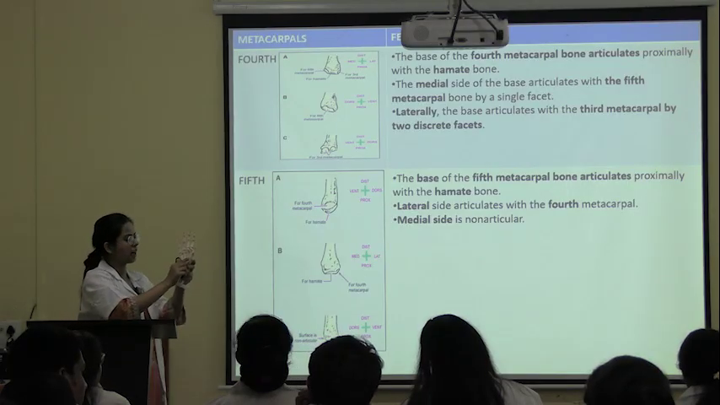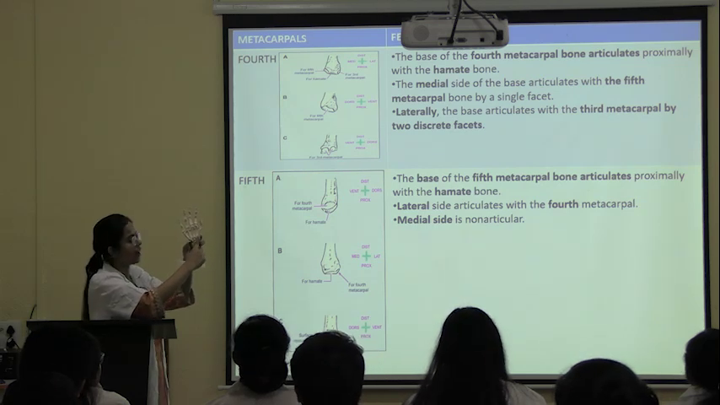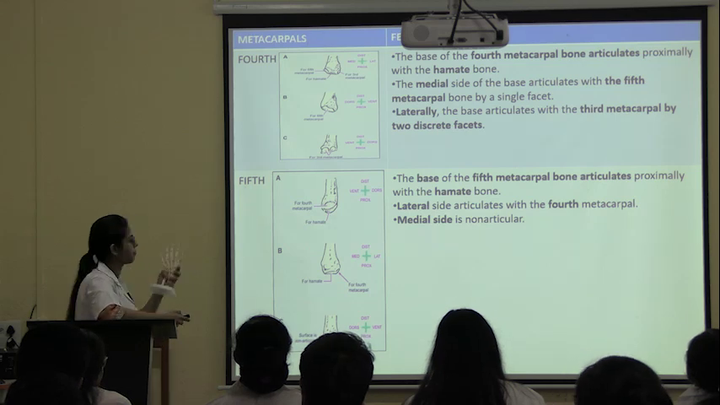And this fifth metacarpal on its palmar surface is also having this ridge, which is dividing it into lateral surface and medial surface, okay?